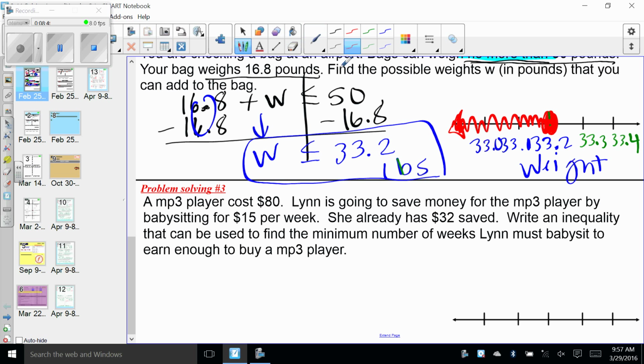All right, our last problem of the day, and before we hit that summary. An MP3 player costs $80. Lynn is going to save money for the MP3 player by babysitting $15 per week. So $15 per week. She already has $32 saved. That sounds like a y-intercept to me, a beginning amount that she has saved, and it sounds like a slope for 15. Write an inequality we can use to find the minimum number of weeks Lynn must babysit to have enough for the MP3 player.